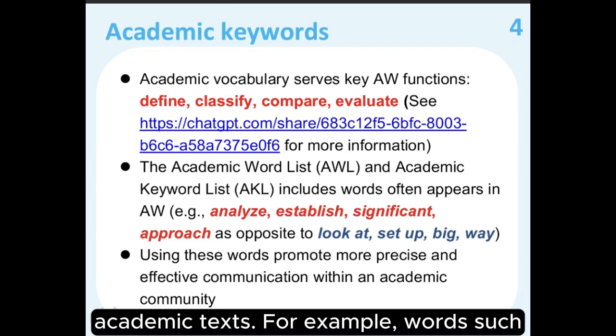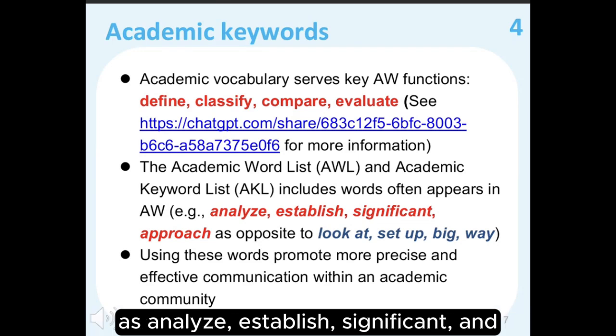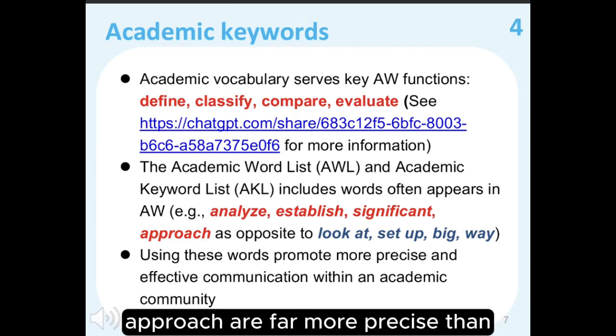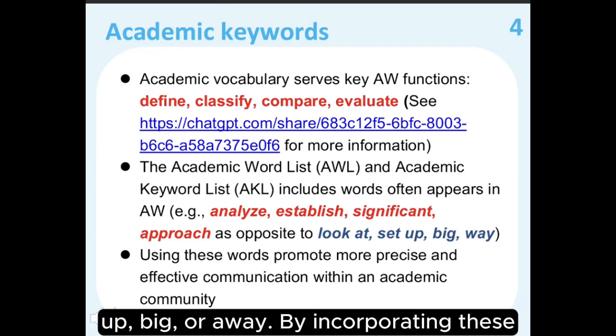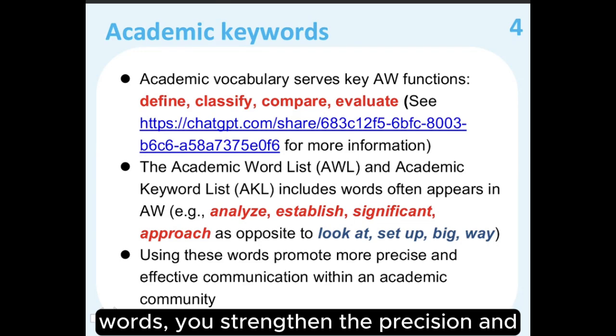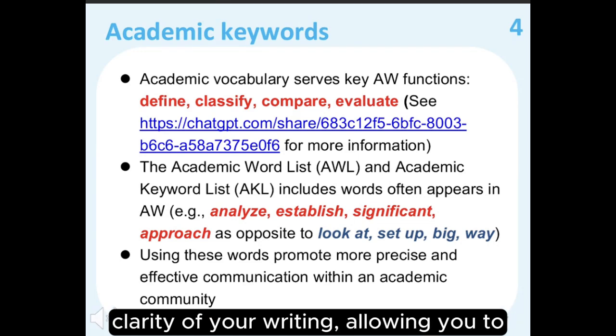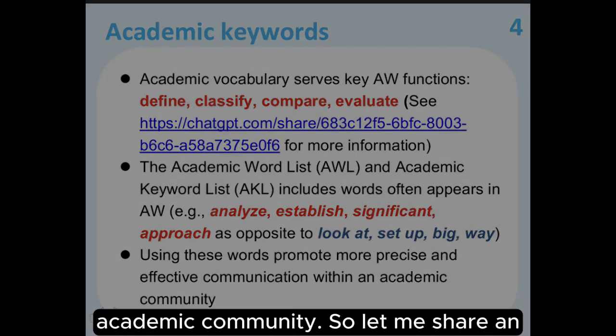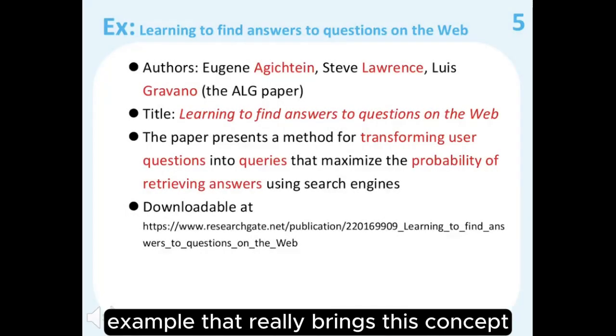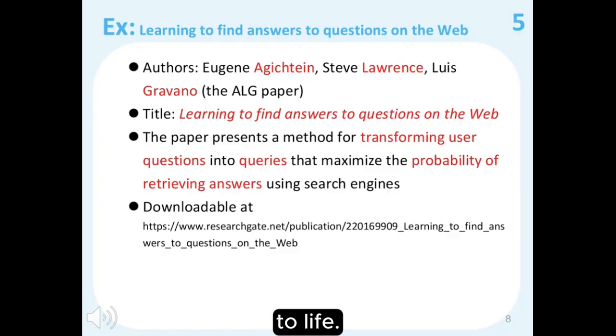For example, words such as analyze, establish, significant, and approach are far more precise than informal alternatives like look at, set up, big, or weigh. By incorporating these words, you strengthen the precision and clarity of your writing, allowing you to communicate more effectively within the academic community. So let me share an example that really brings this concept to life.